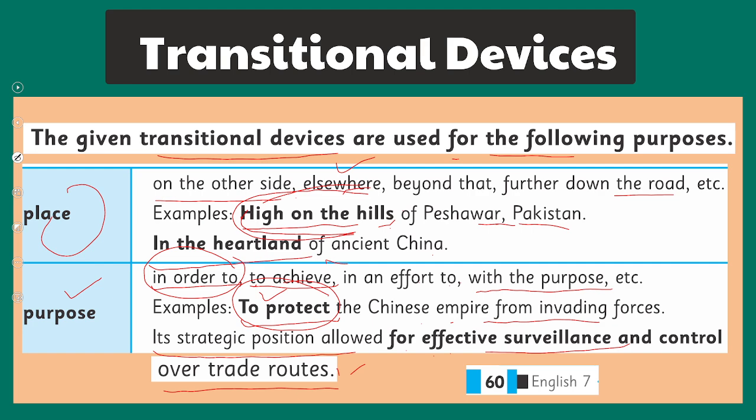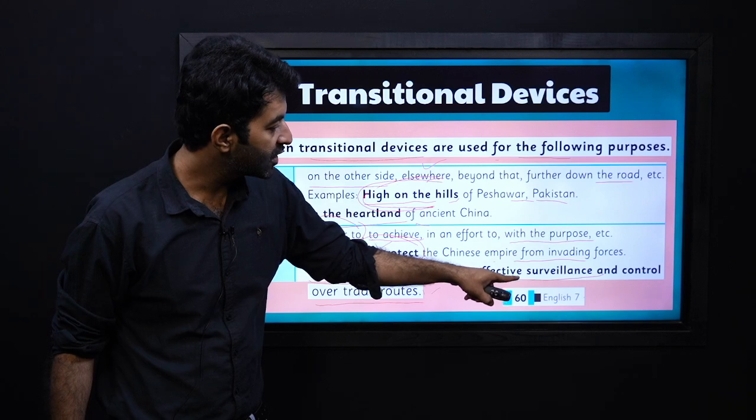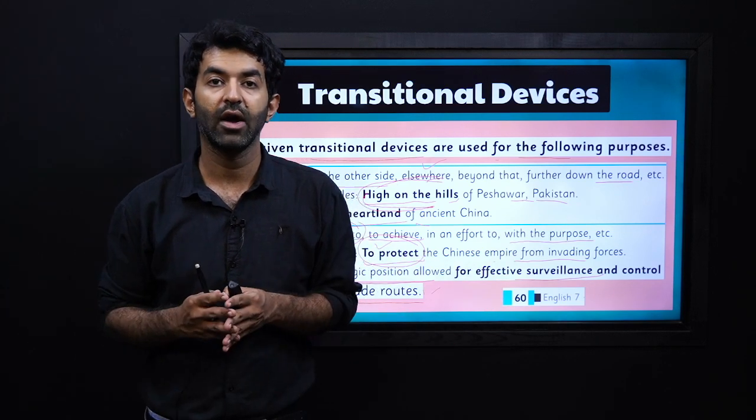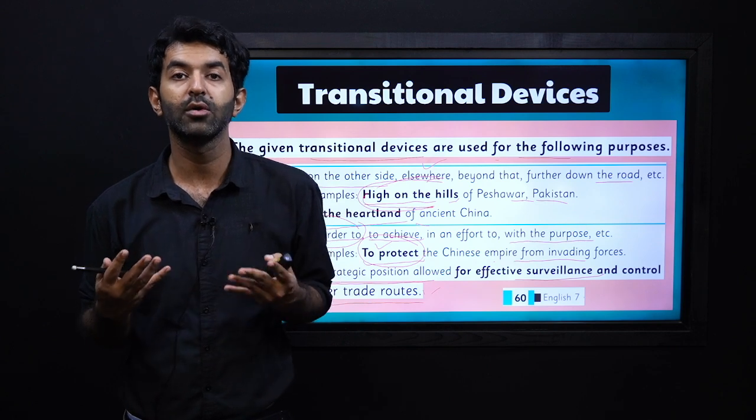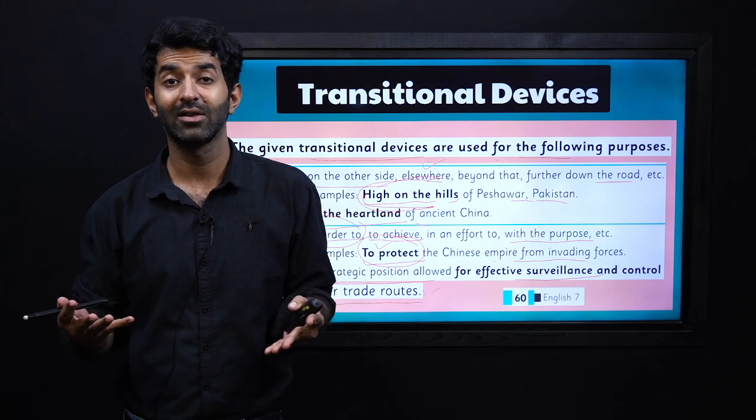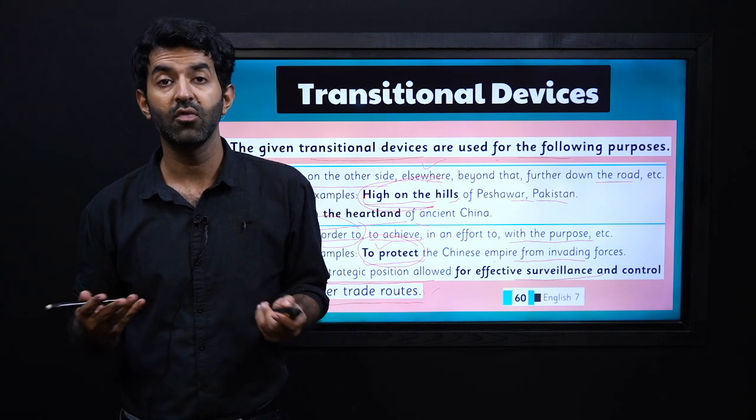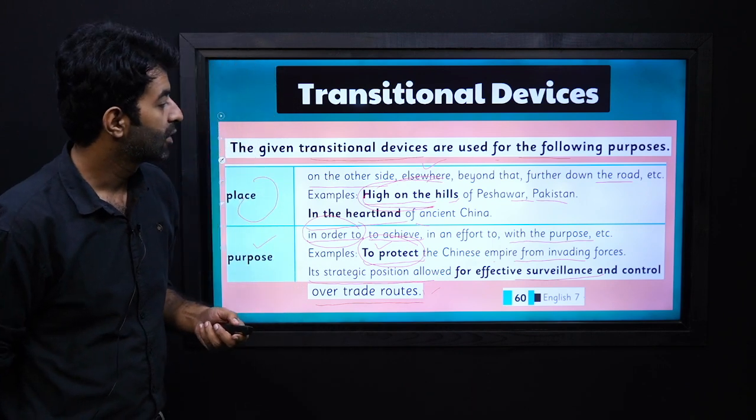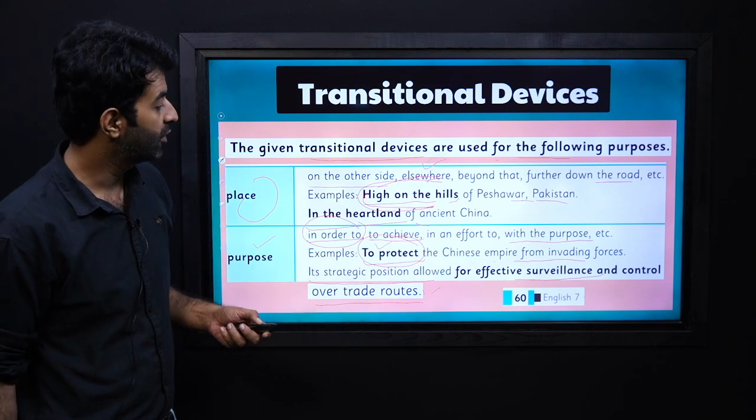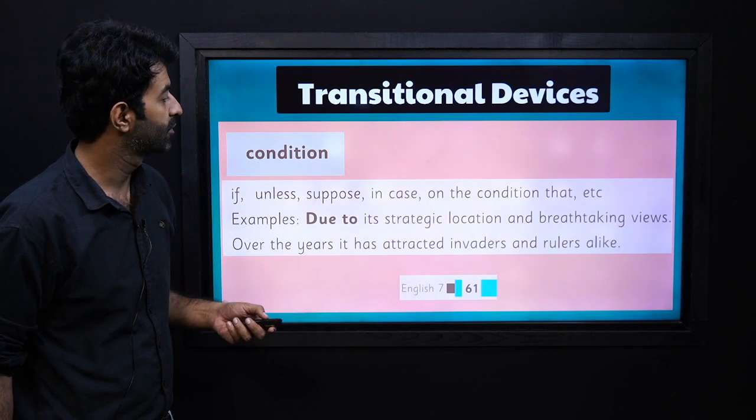Now, for effective surveillance and control, this is also our transitional device. It is showing us a purpose, that is why something happened, why China did that strategic surveillance. They did that for effective surveillance and control. So we have seen these examples.